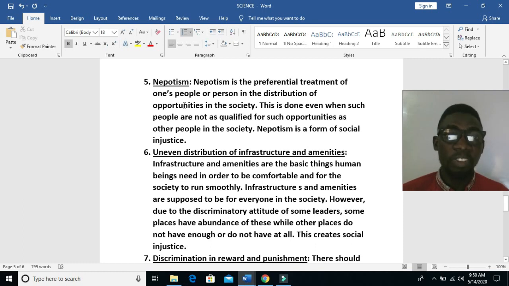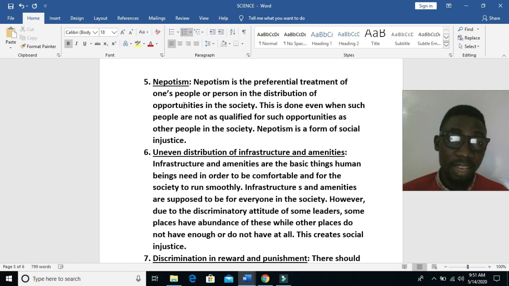Showing a kind of preferential treatment, preferring someone or a particular group of people because they are yours, to others in sharing things. For example, if I have someone who is very close to me and has committed the same offense as another person who is not really close to me, and I pardon the person close to me and punish the person who is not close to me, what I'm doing is giving preferential treatment.